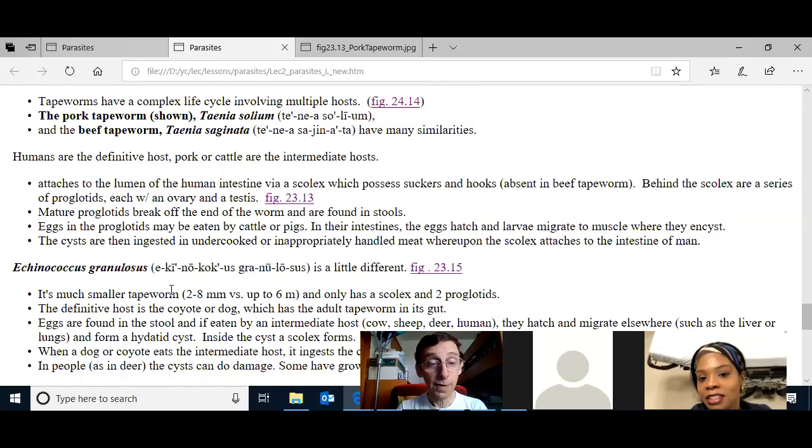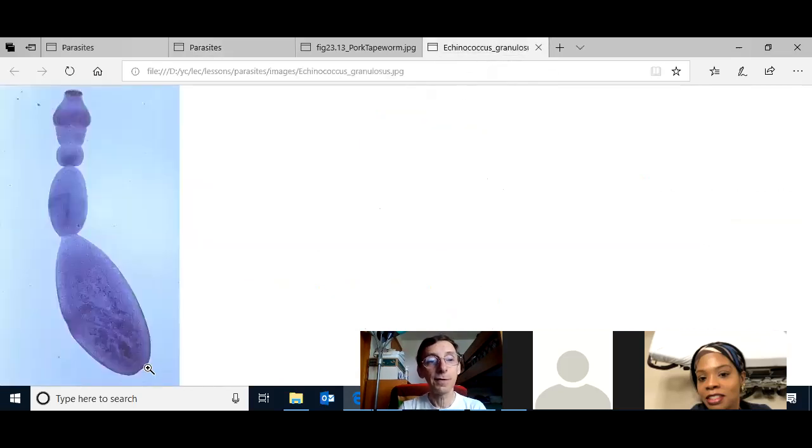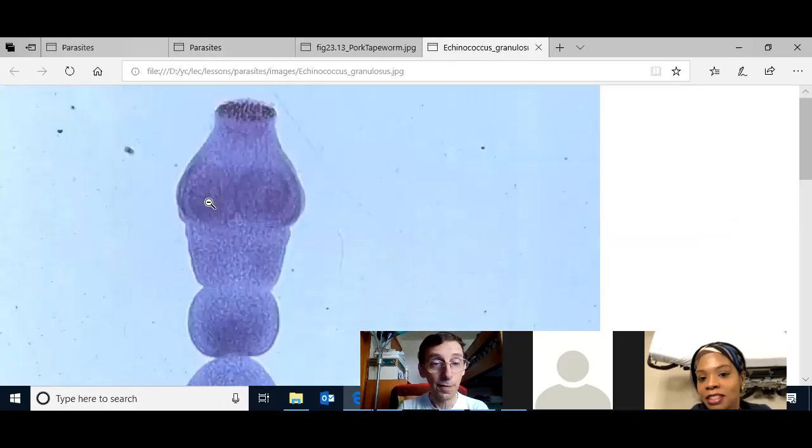All right. I want to talk about a tapeworm which is very different, and it's called Echinococcus granulosus, and it is the tapeworm of the dog. Let me show you a picture of it. There it is. And you'll notice that this tapeworm is quite a bit smaller. It does have a scolex. Let me blow up the scolex. These are the suckers, which attach to the intestine, and those are hooks.